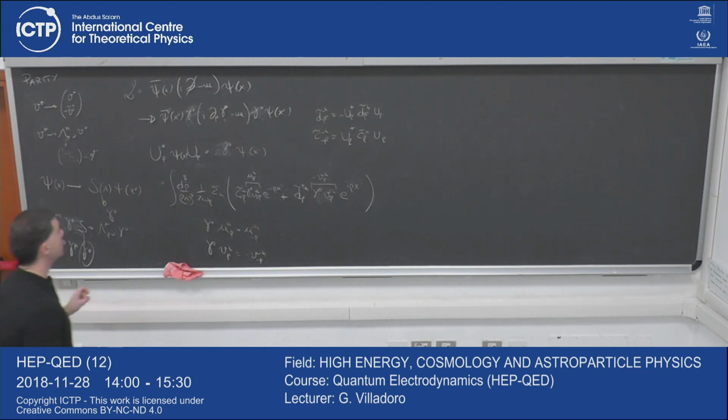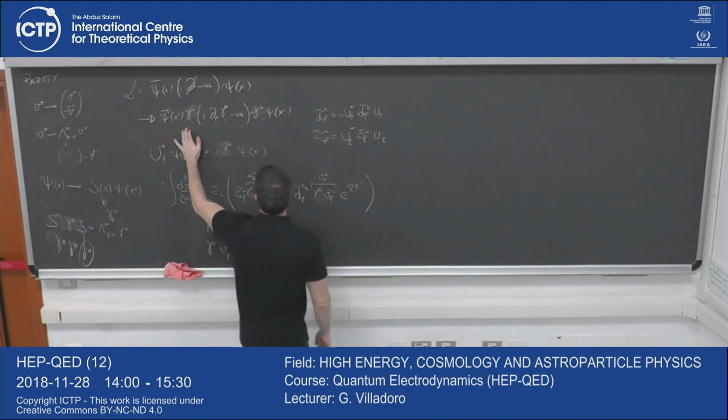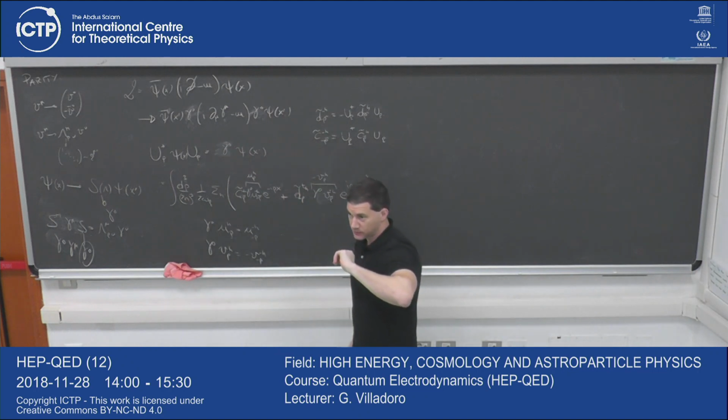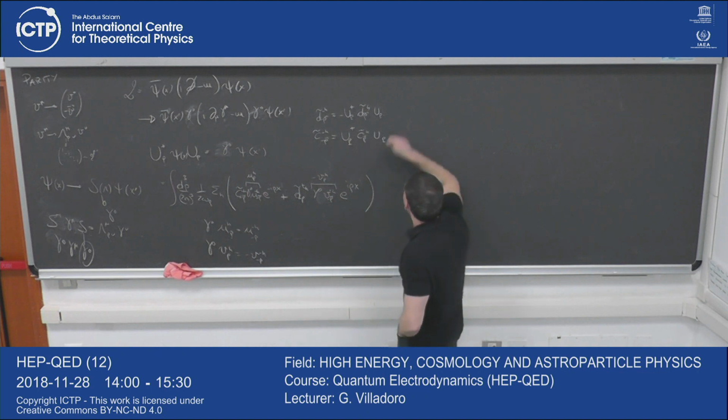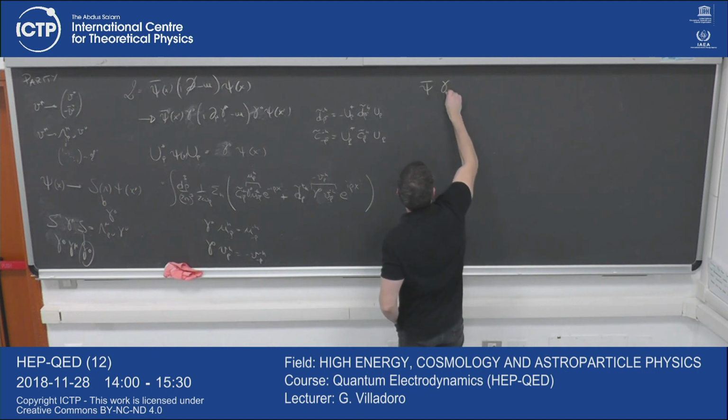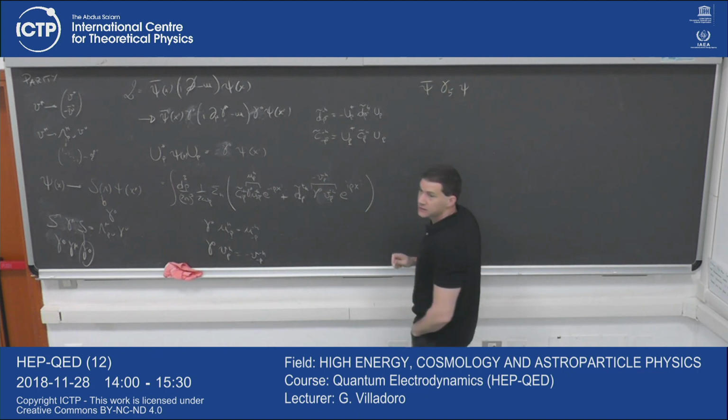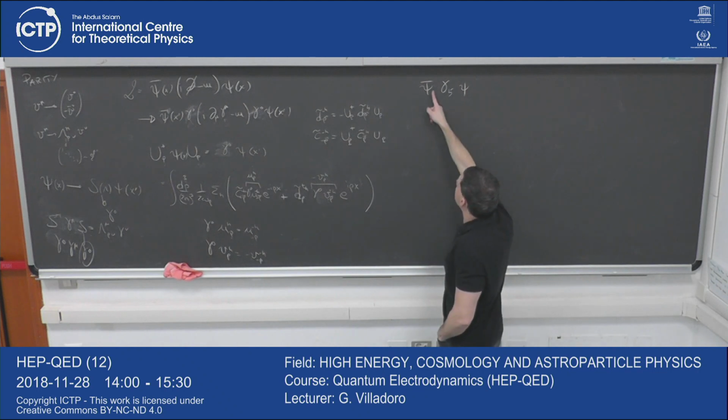In principle, now I can compute how any bilinear transforms under parity. We saw that the Lagrangian is invariant. Next, you can compute psi bar gamma phi psi, for example. And then you'll see that since this transforms with the gamma naught, then gamma naught anticommutes with gamma phi, this changes sign. So this is not a scalar, it's a pseudo-scalar.